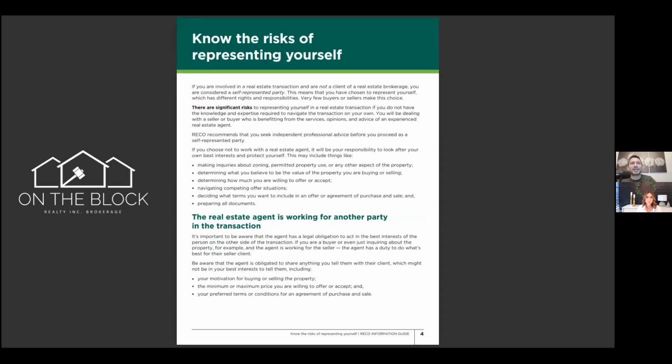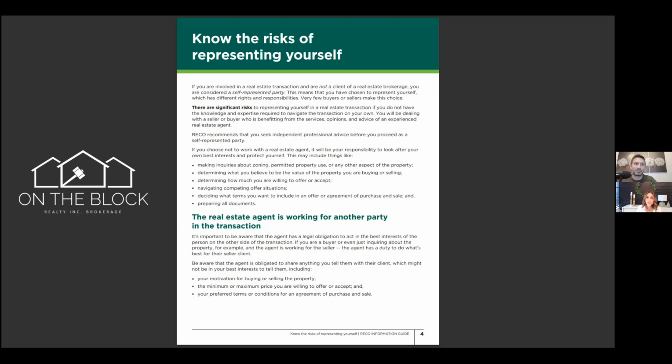To this point, we have discussed the entitlements and responsibilities you have as a client of a brokerage in a real estate transaction. Whereas there are compelling benefits to getting representation from a real estate agent, there may be instances where an individual does not want the services of a real estate professional. In these situations, the individual is referred to as a self-represented party. The rights and the responsibilities afforded to a self-represented party are quite different, and it is important to understand them before deciding to represent yourself.